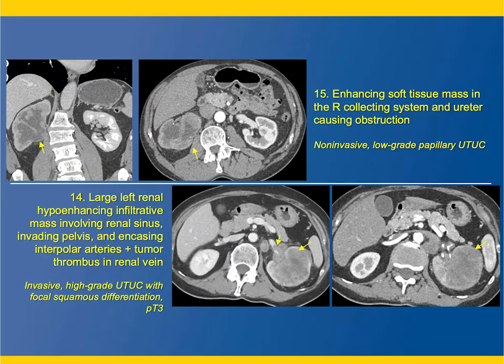Here's a couple more cases. Again, this infiltrating lesion in the patient's right kidney or infiltrating lesion in the left kidney. It's kind of funny, in the right kidney, pathology was a low-grade papillary tumor, while the image on your left, the tumor on path, was high-grade.